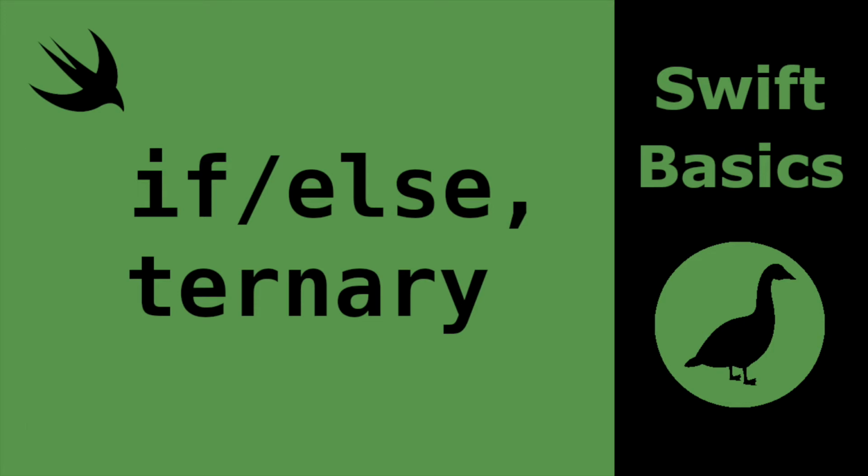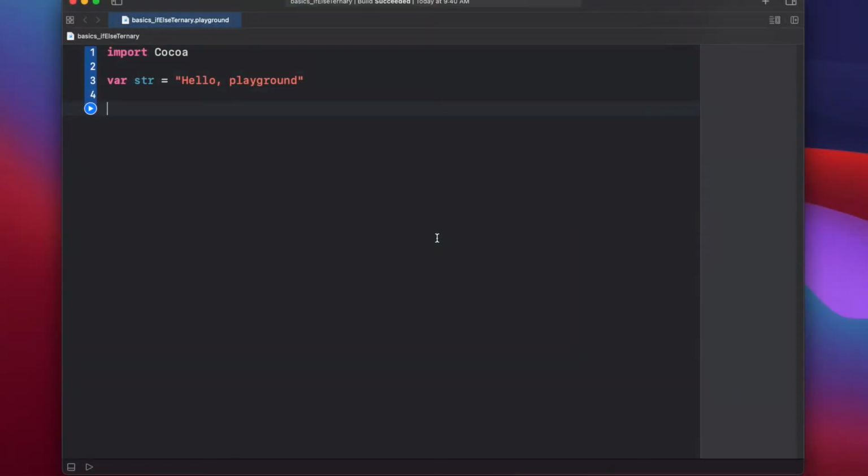Today we're going to take a look at control flow in Swift, specifically using if, else, and else if statements, as well as using the ternary operator. So let's get started with the new Xcode playground.